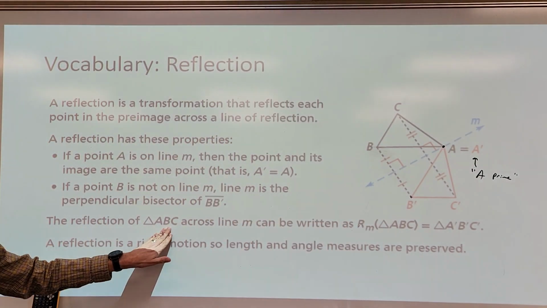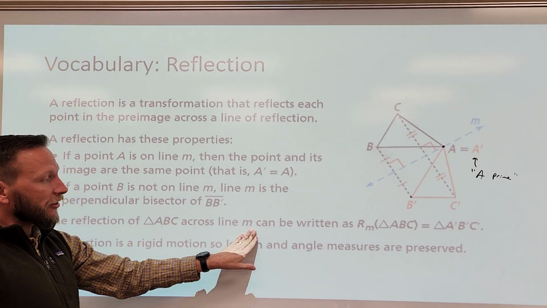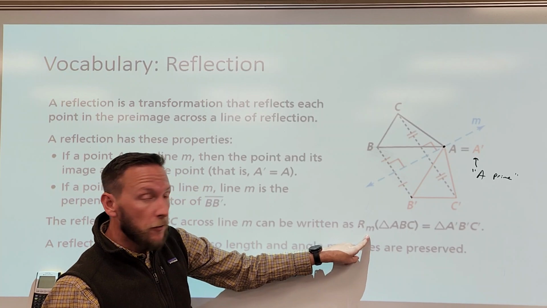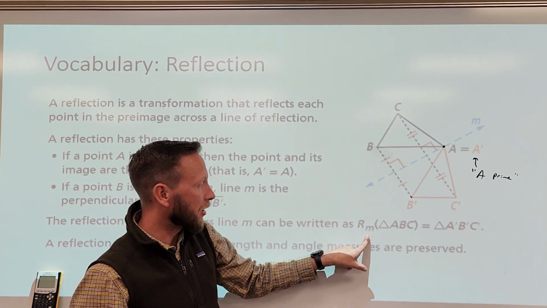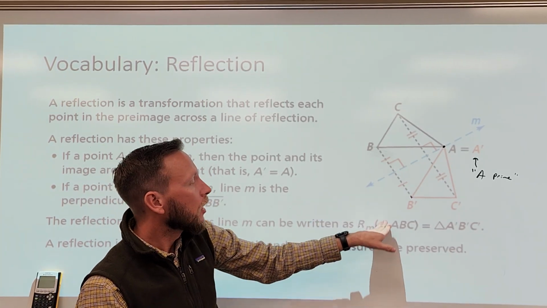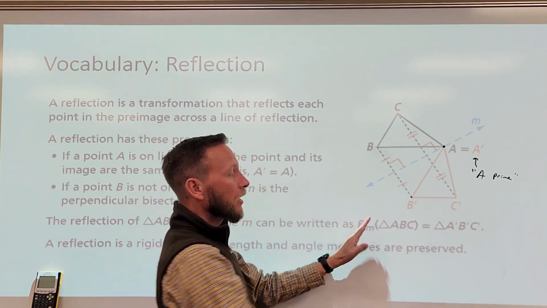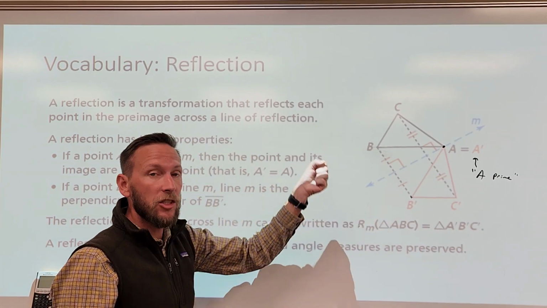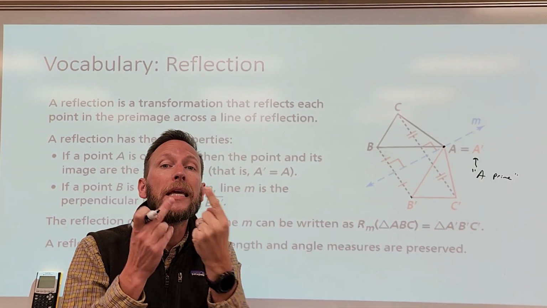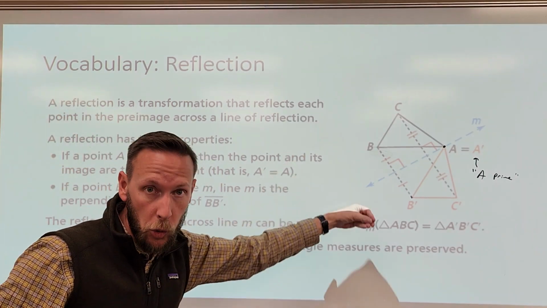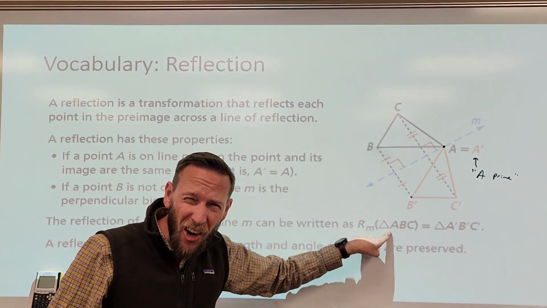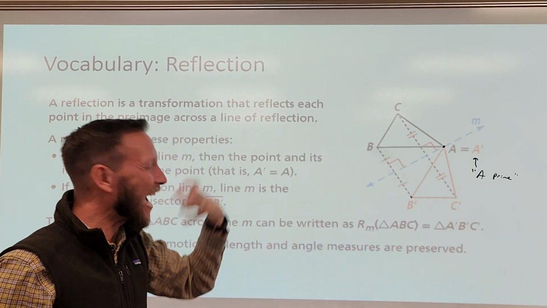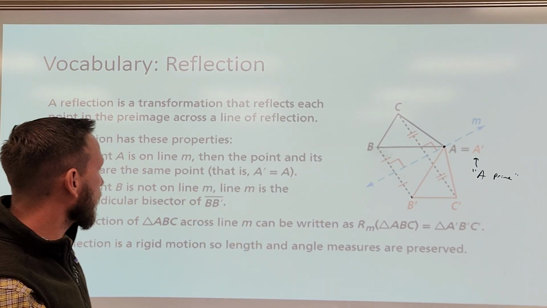The reflection of triangle ABC across this line can be written as the capital R reflection over line M, sometimes that will have an equation like x equals 5 or y equals x or whatever else, of parentheses triangle ABC is equal to triangle A prime, B prime, C prime. We want to use this particular notation so that we can communicate effectively about what we're doing. This is hard to learn and do well, so ask questions as you have them, get feedback as necessary.